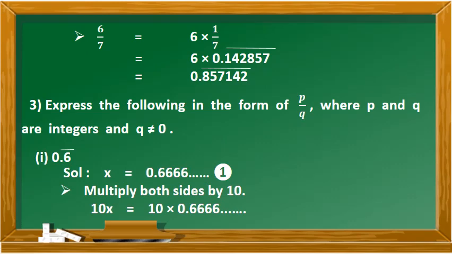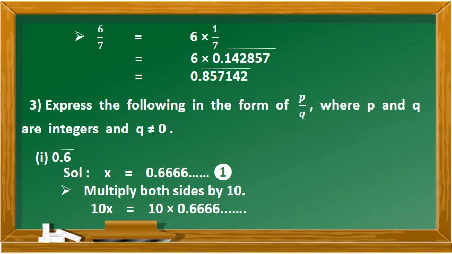6 by 7 is equal to 6 into 1 by 7, that is, 6 by 7 is split. Now multiply 6 into 0.142857 bar, since the value of 1 by 7 is 0.142857 bar. Now when multiplied you get 0.857142 bar. Next is, express the following in the form of P by Q, where P and Q are integers and Q is not equal to 0.